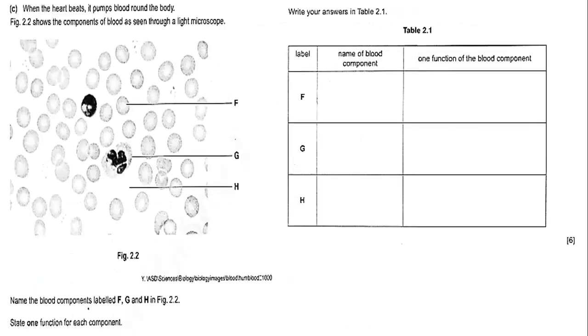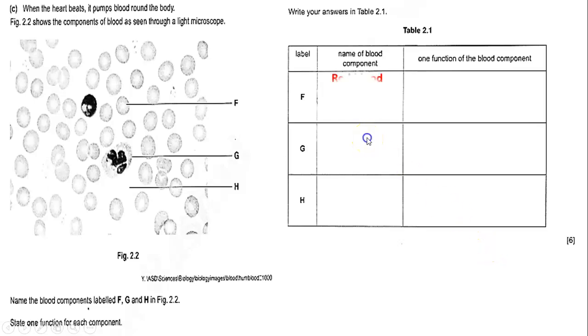Let's take a look at paper 3 questions. When the heart beats, it pumps blood around the body. Figure 2.2 shows the components of the blood as seen through a light microscope. Name the components labeled F, G, and H. So, F, what is F? F is the red blood cell, G is the white blood cell, and H is the clear liquid, which is plasma. Now state one function of each component.